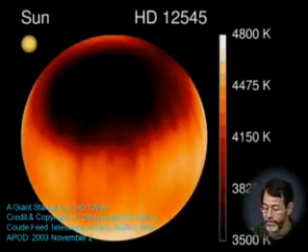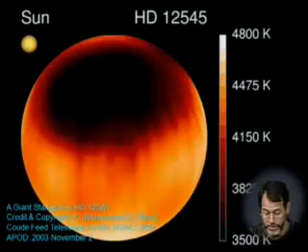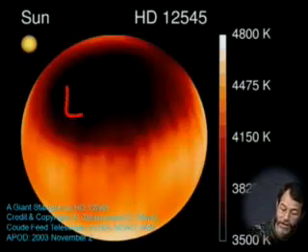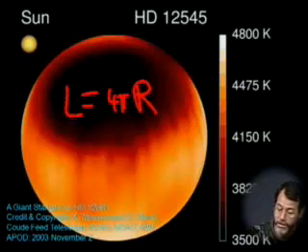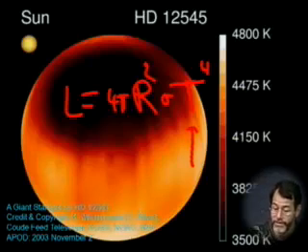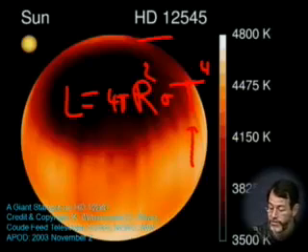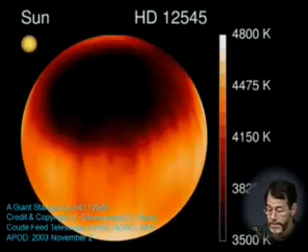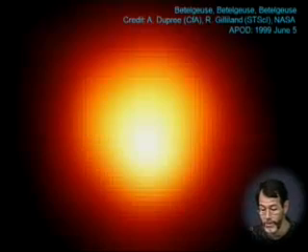Due to its larger size, though, it's probably significantly brighter than the sun. Because you might remember, L goes as 4 pi r squared sigma T to the fourth. So temperature is roughly the same, but the radius of this HD star is much bigger. So the intrinsic, absolute luminosity is higher. But it will appear dimmer because it's further away.